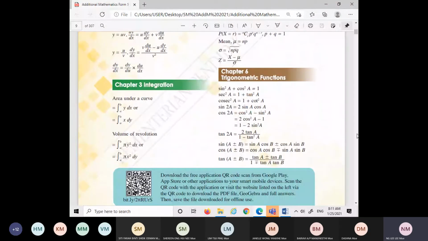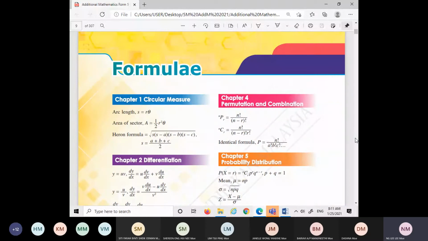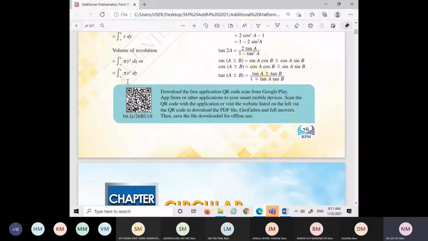Okay, I want to draw your attention here. On this page, under formula, there is this QR code. You can scan it, or you can type this at your laptop, in your search engine. Then this will give you the full solution, same like your Form 4 textbook. This one will give you full solutions.